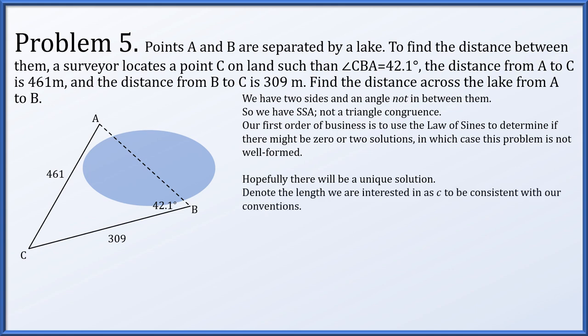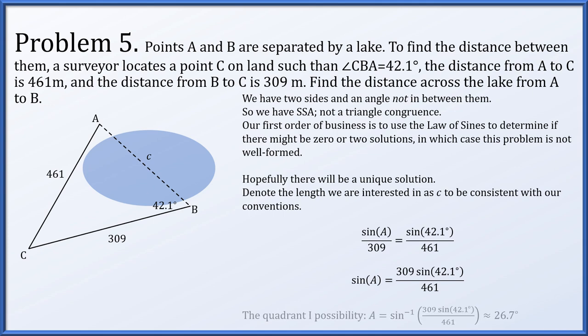So denote the length we're interested in as lowercase c. This is consistent with our normal conventions for how we label triangles. Then the law of sines specifies that the sine of angle A divided by 309 is equal to the sine of 42.1 degrees divided by 461. So the sine of A is 309 times the sine of 42.1 degrees over 461. This doesn't tell us the angle A, it merely tells us what the sine of A must be.